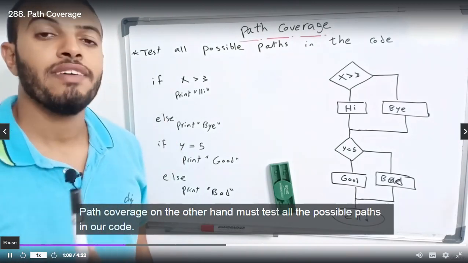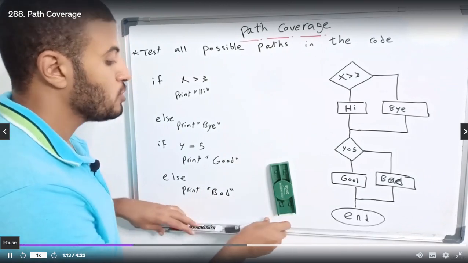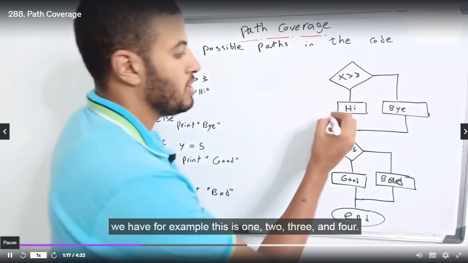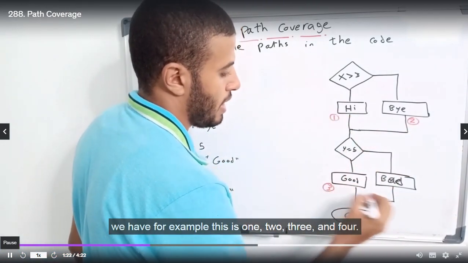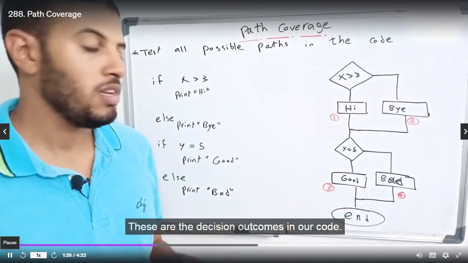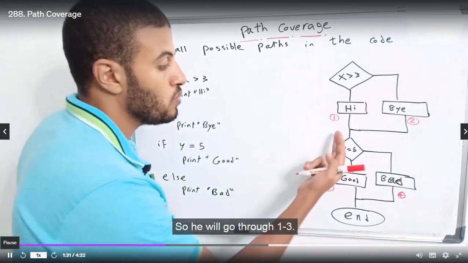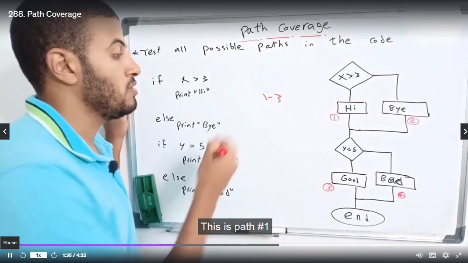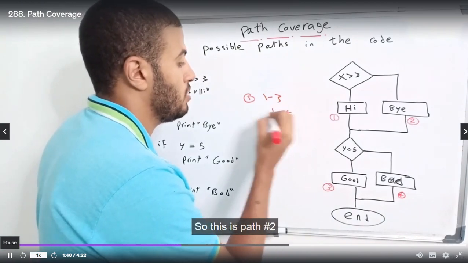Path coverage, on the other hand, must test all the possible paths in our code. So what are the possible paths in our code? Here we have, for example, outcomes 1, 2, 3, and 4. These are the decision outcomes in our code. Path coverage, like we said, tests all possible paths. So it will go through 1, 3. This is path number 1. And also 1, 4. So this is path number 2.